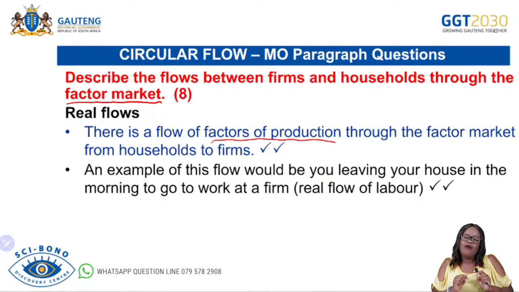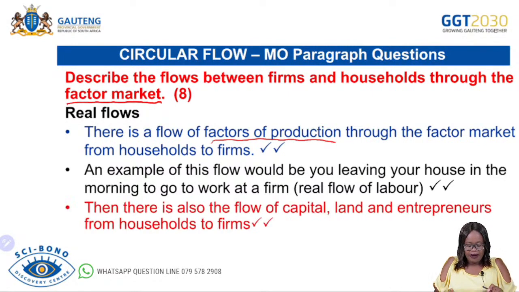So because we are only talking about you providing your labor services to that particular firm, we refer to that as what? As a factor, but as a real flow in a factor, or rather through a factor market. Right. And then another way that you can tackle this particular question is by saying that there is also the flow of capital, labor, and entrepreneurship from households to firms. Now, why do we say from households to firms?